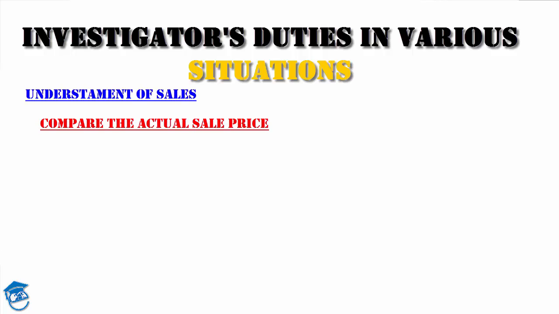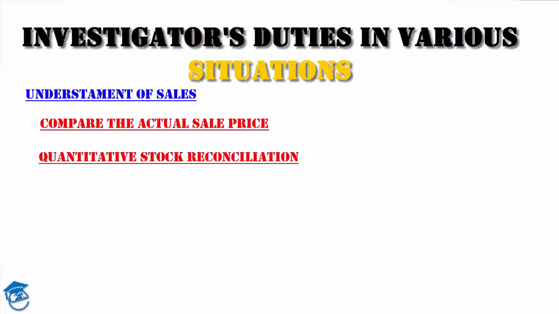So you need to compare the actual sale price recorded in the books of accounts with the average market price of the goods during that period of sale. Number 2, you need to perform quantitative stock reconciliation to ascertain the quantity of goods sold but the sale proceeds of which have not been accounted for. This should again be considered your duty in case of understatement of sales.